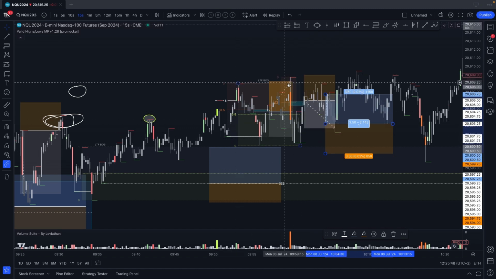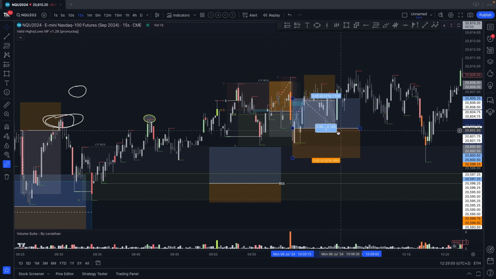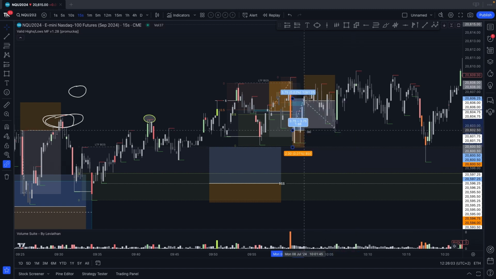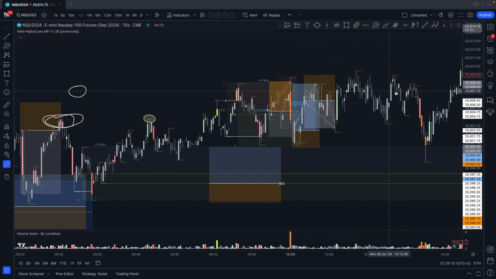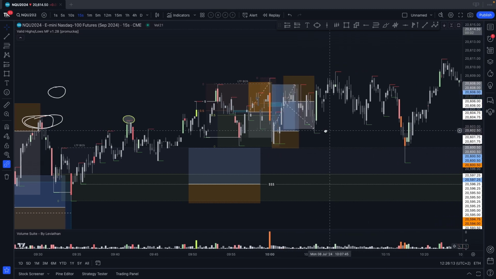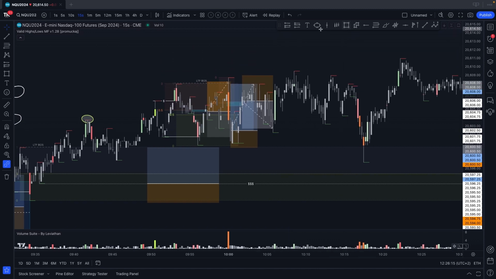So this is the breakout structure. We go down here, the first point of liquidity inside the zone. Stop loss just one tick below the low, take profit here, and we got it. We did 2.75. Then we have another breakout structure here.